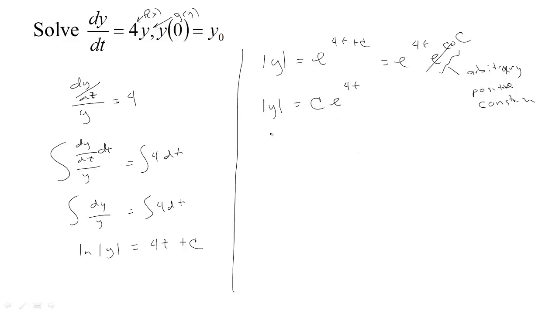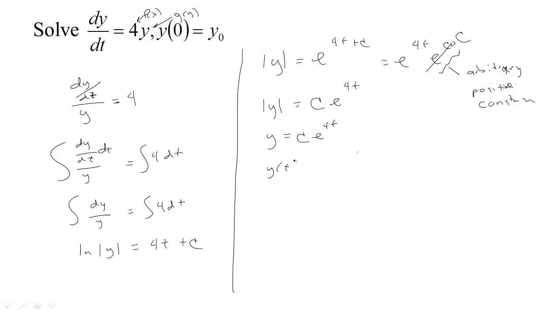Okay, so this has to be positive, but this says the absolute value of y has to be that, so y would be plus or minus this arbitrary constant. I'll just absorb the plus or minus into the arbitrary constant. Now my constant can be positive or negative. The last step we want to do is just to figure out what that constant should be.